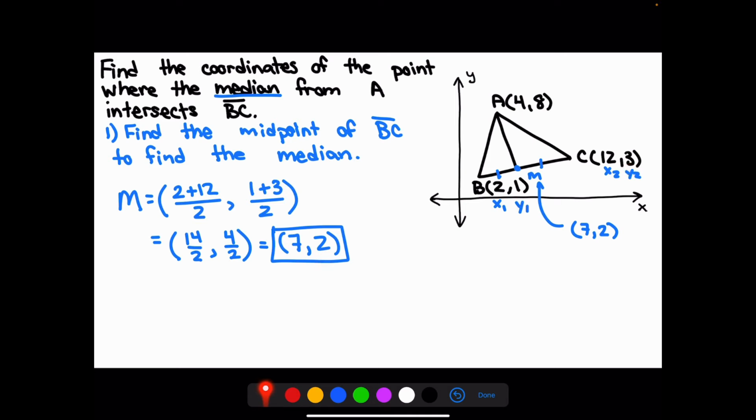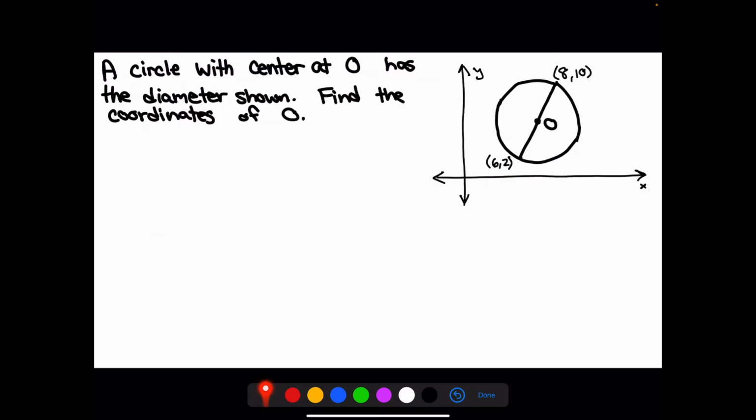So my midpoint is 7, 2, and that would be the point where we intersect, because again, it's crossing through the median. All right, a circle with center at O has the diameter shown. Find the coordinates of O.